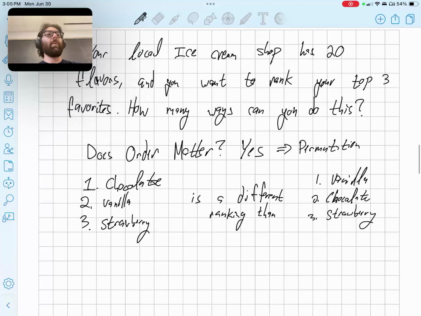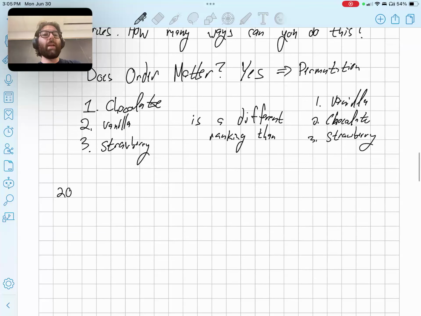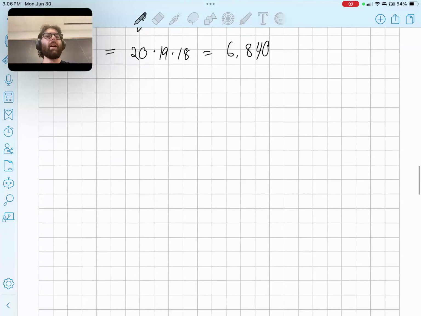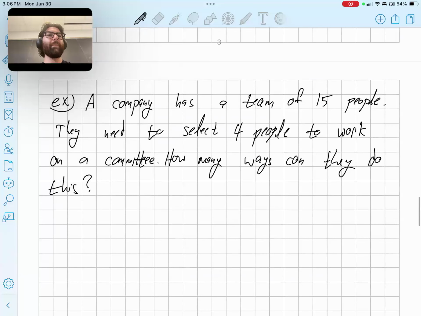And so the permutation we want to do, well, we have 20 flavors, 20 options. We want to permute 3. We want to rank 3 in order. And so we write out the first 3 terms of 20 factorial. So that's 20 times 19 times 18. So that's 6,840. Okay? And so I want to make a comment, or we actually have one more, never mind.